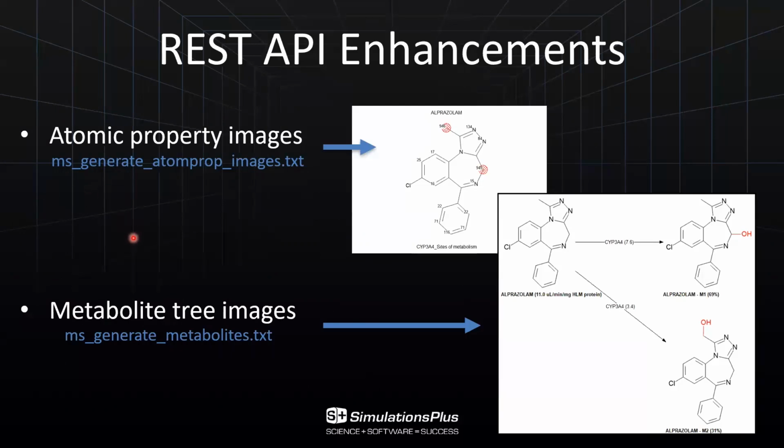And this just shows some example result images generated for 2 of the new API workflows. This one, a prediction of CYP3A4 sites of metabolism, and then this one, the prediction of metabolite structures. This is very similar to what you see in our MedChem Designer software.